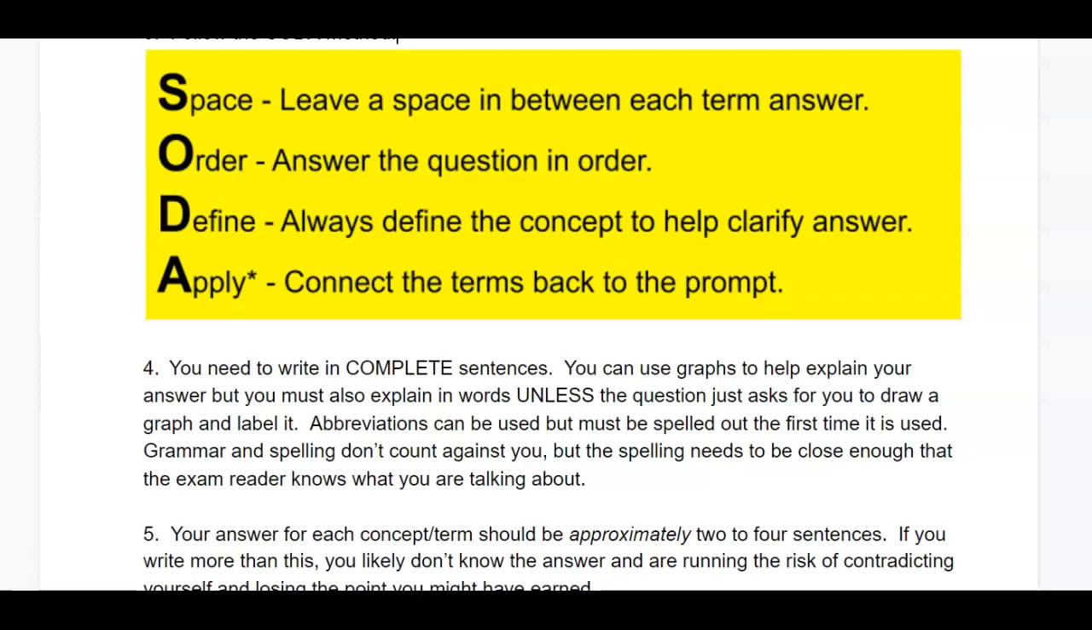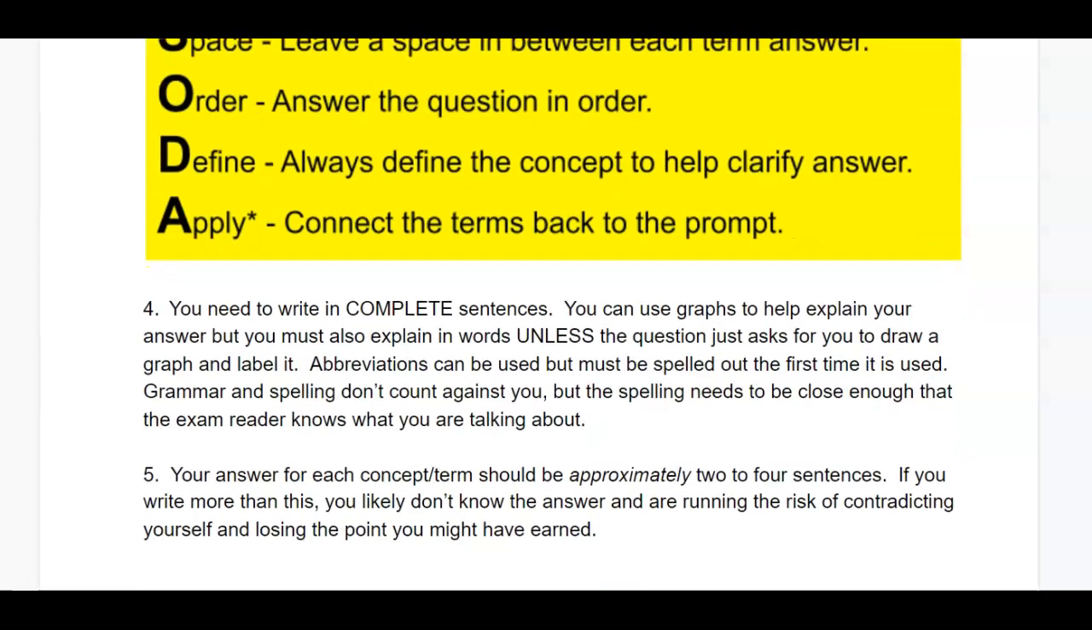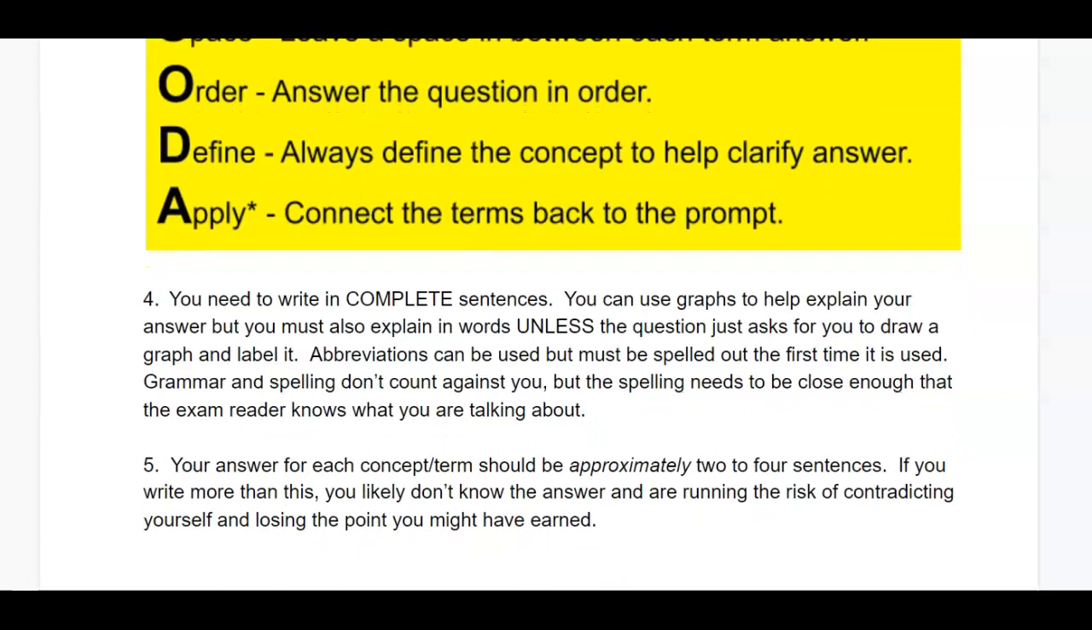Your answer for each concept should be approximately 2 to 4 sentences. Again, this is approximate; it depends on what the prompt is. I give a general guideline because kids like to know how long it should be. If you have a definition and an application, it should be about 2 sentences. You don't want to write a ton because then you run the risk of contradicting yourself and losing the point. But at the same time, you want to write enough that the reader knows what you're talking about.